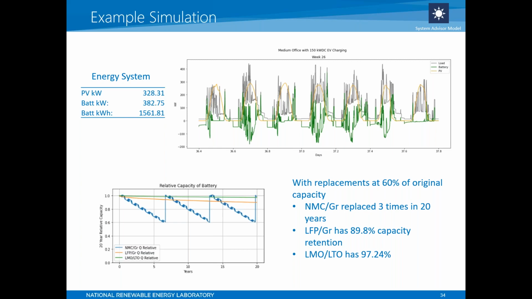graph on the right. This graph is showing a week in the middle of the year, and it shows the load in gray. The load is a medium office building with 150 kilowatt DC EV charging. And so we can see that the load goes from 0 to about 450 kilowatts, and it's also very variable. It's got a lot of high peaks.